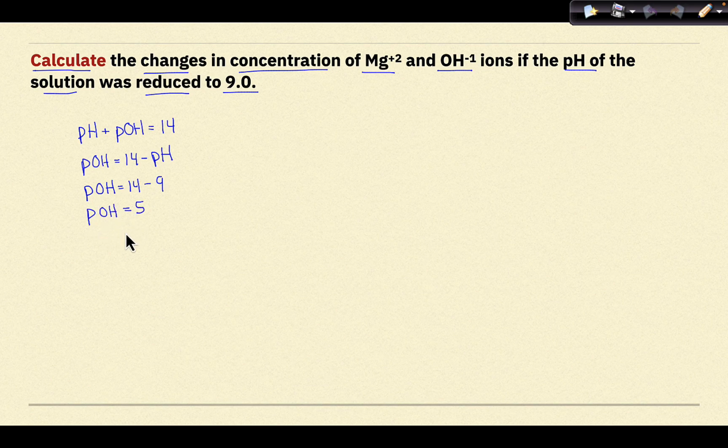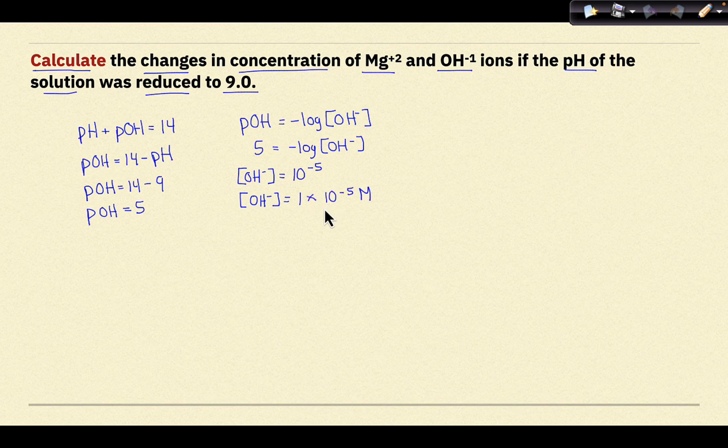Once we have our pOH, we can solve for our hydroxide ion concentration using the formula pOH is equal to the negative log of the hydroxide ion concentration. We'll plug in our value for pOH and then find the hydroxide ion concentration by taking the antilog of the negative pOH. So our hydroxide ion concentration is 1 times 10 to the negative 5 molar.